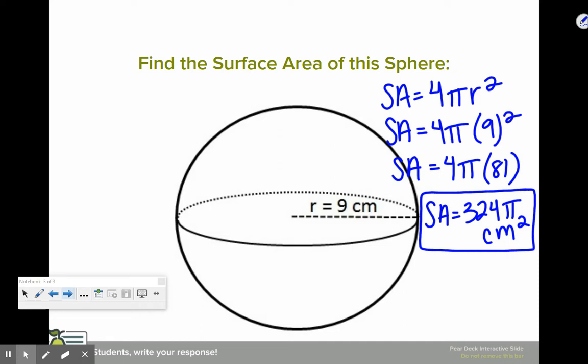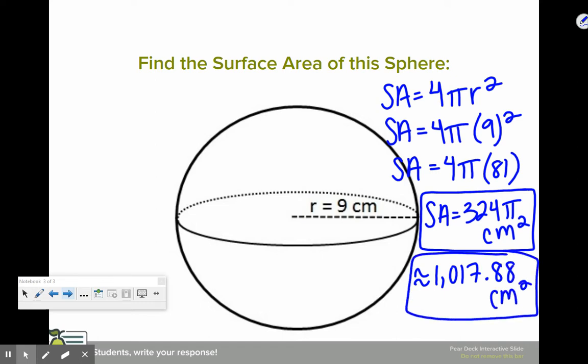This would be an exact answer. Leaving it in terms of pi, that is the exact surface area for this sphere. Now, if it was asking for an approximate value, we'd get about 1,017.88 centimeters squared. Both are technically correct. You just have to pay attention to what the problem is asking.